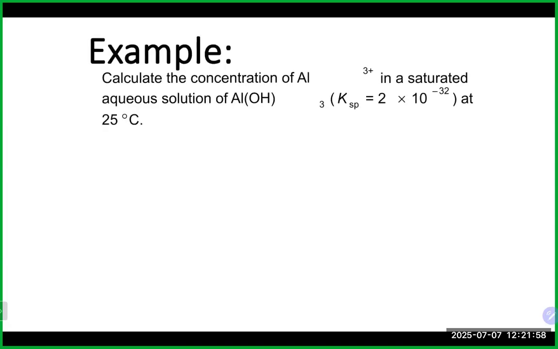So let's take a look at another one. Why don't you give this a go? What is the aluminum concentration here? Again, I'm not sure why it's so spread out here. Bring everybody back together. The KSP of aluminum hydroxide, 2 times 10 to the minus 32.